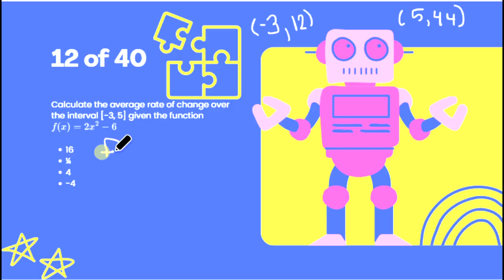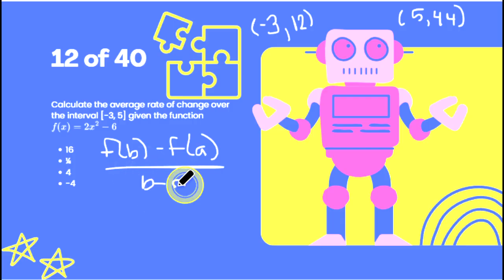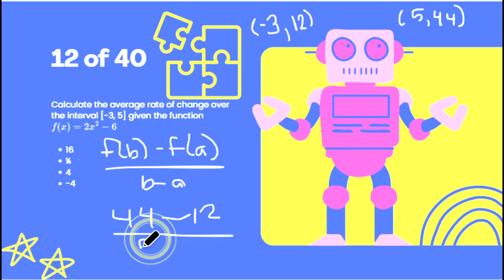Okay, now that we have this information, we can take our formula for the average rate of change, which is f of b minus f of a, which is y coordinates, remember, divided by b minus a. So f of b, which is our y coordinate, is 44, minus f of a, which is 12, divided by our x coordinate b, 5, minus a, which is negative 3, which becomes a positive 3. So 44 minus 12 is going to be 32 divided by 8, and I am so bad.